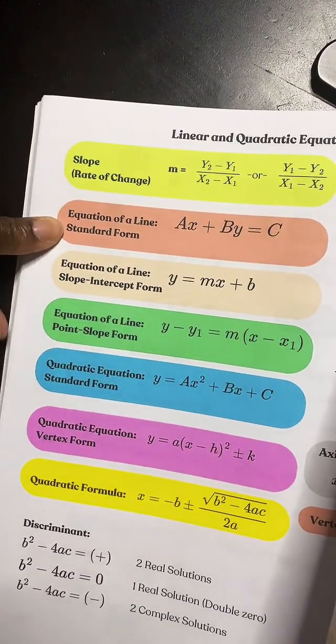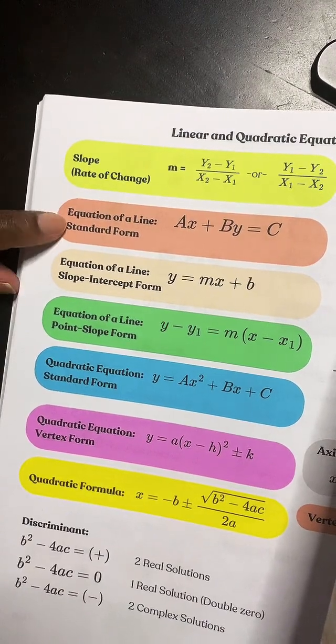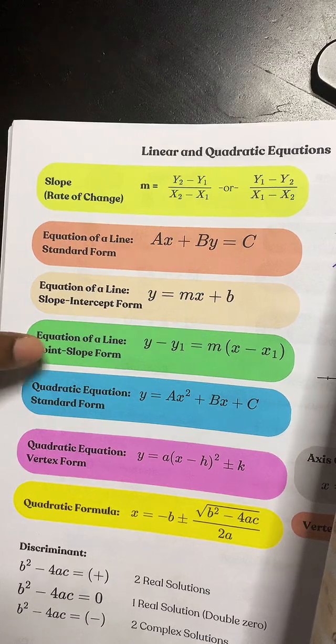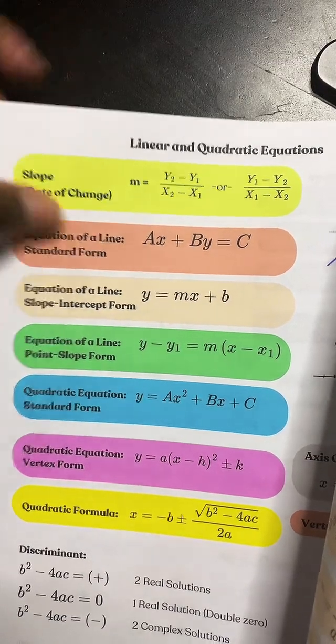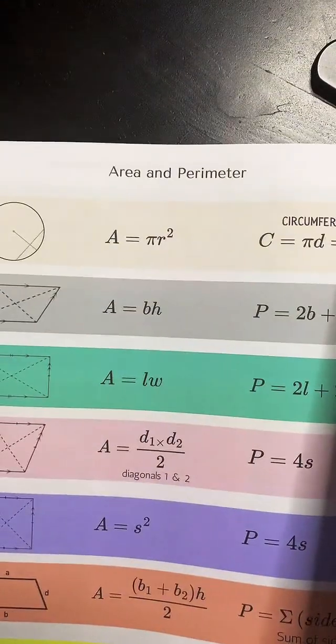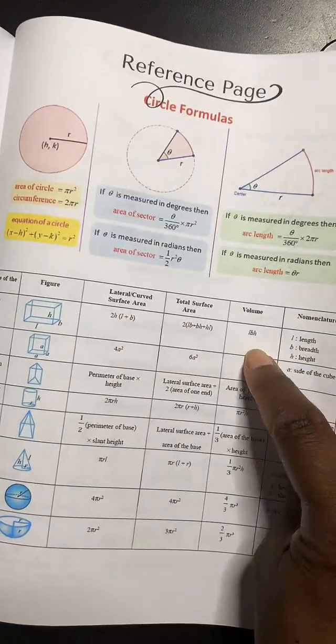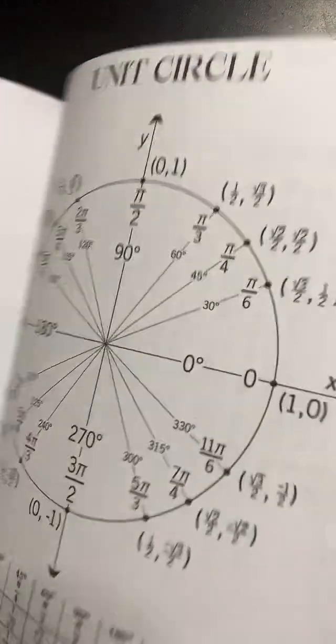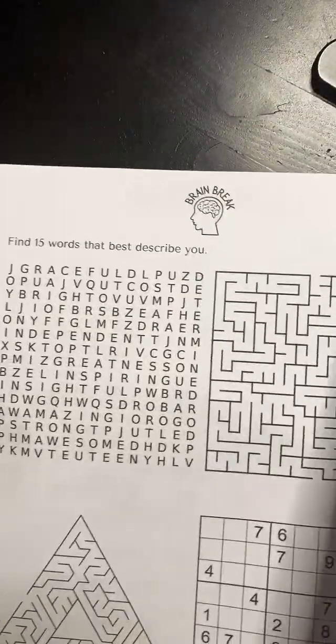We've got the standard form for linear equations, the formula for slope, and point-slope form. That's what we're going to be working on tomorrow. Then order of operations, properties of exponents, area and perimeter. Then we have volume and surface area. It starts getting into some of the more advanced stuff: the Pythagorean theorem, a little bit of trig identities, and the unit circle, as well as a little bit of brain break.